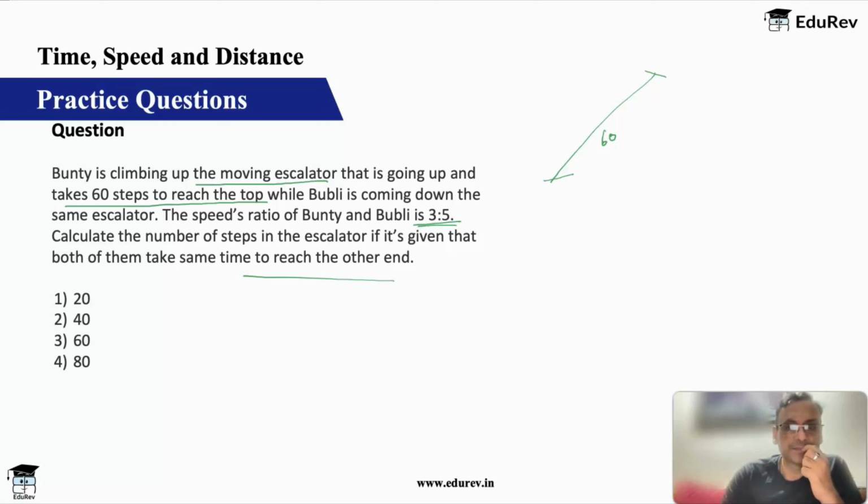Okay, so Bunty is climbing up and he takes 60 steps to reach the top. He takes 60 steps.